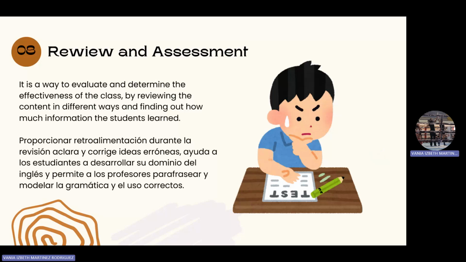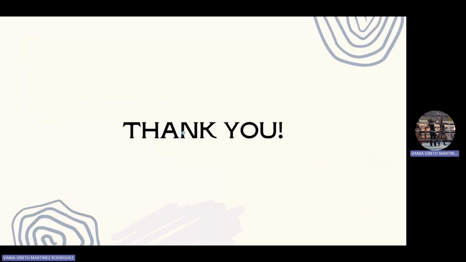And the last one is the review and assessment. Here's when you evaluate the effectiveness of the class by reviewing the content in different ways and finding out how much information the students learned. For example, you can make tests or any other kind of evaluation, like asking the group or making activities that help to evaluate the information retention. And that will be all.